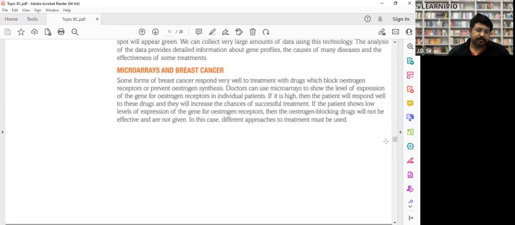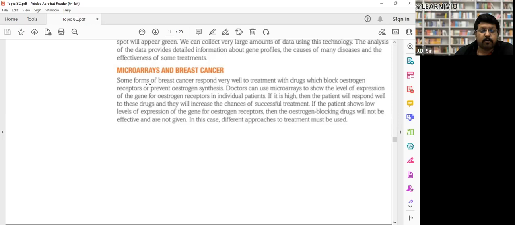Microarrays and breast cancer. Some forms of breast cancer respond very well to drugs which block the estrogen receptor. Breast cancer is increasing frequently in women, basically in countries that are more commercial or capitalized, because females do not prefer breastfeeding after the birth of a child, or they don't give birth at all. At that time, the formation of some lumps takes place inside the mammary glands, and that causes breast cancer. So this is one of the most frequently spreading diseases in modern days.